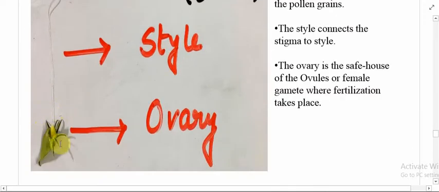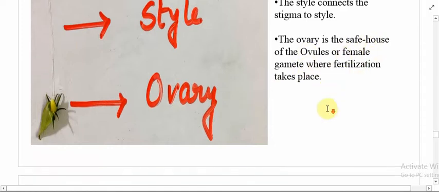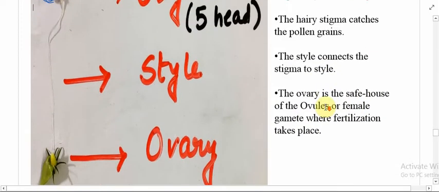This is the main chamber, where all the function happens. Through this style, the male gametes come down to this ovary. The ovary is the safe house of the ovules or female gametes, where fertilization takes place. So why is it so important? This fertilization will come into your reading, and also the pollination.